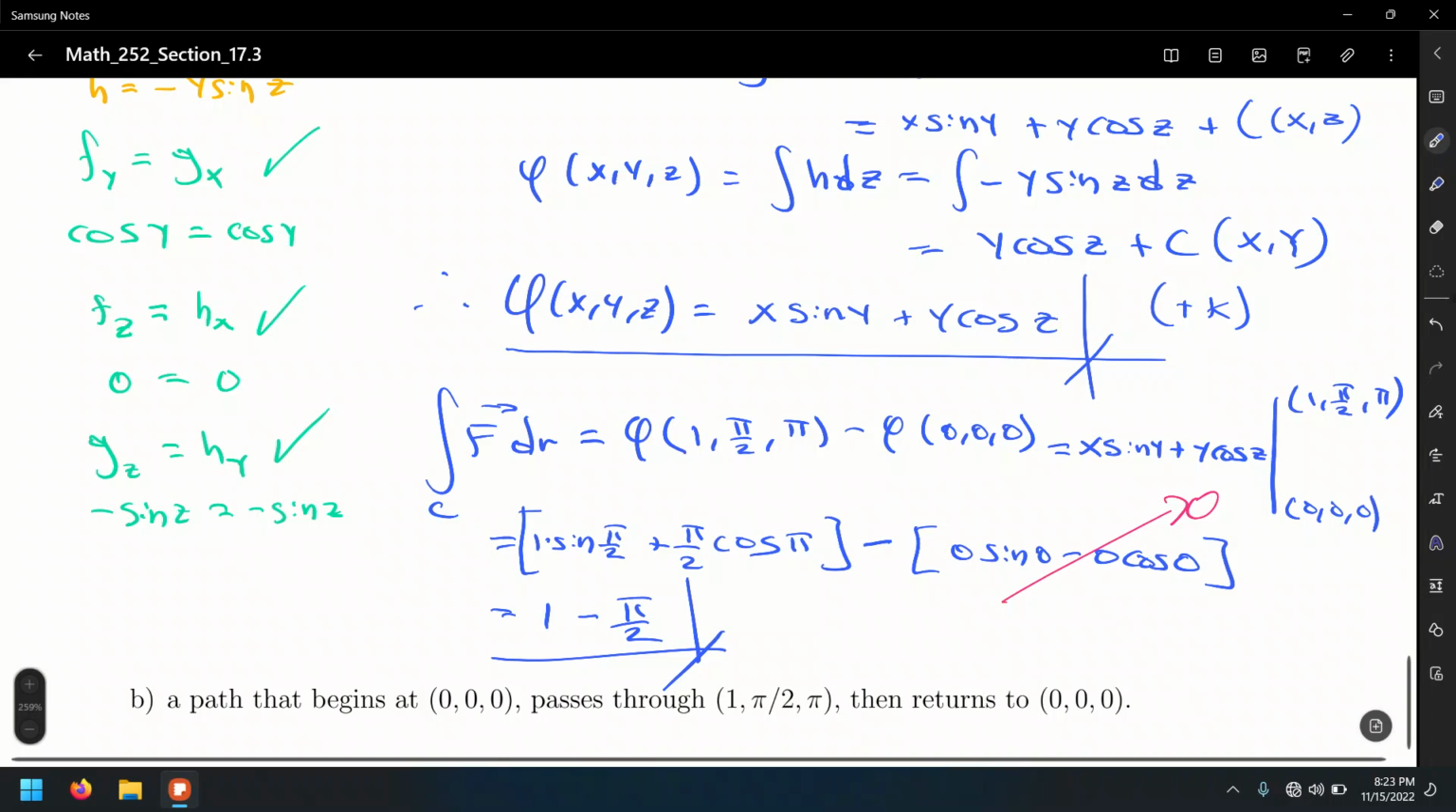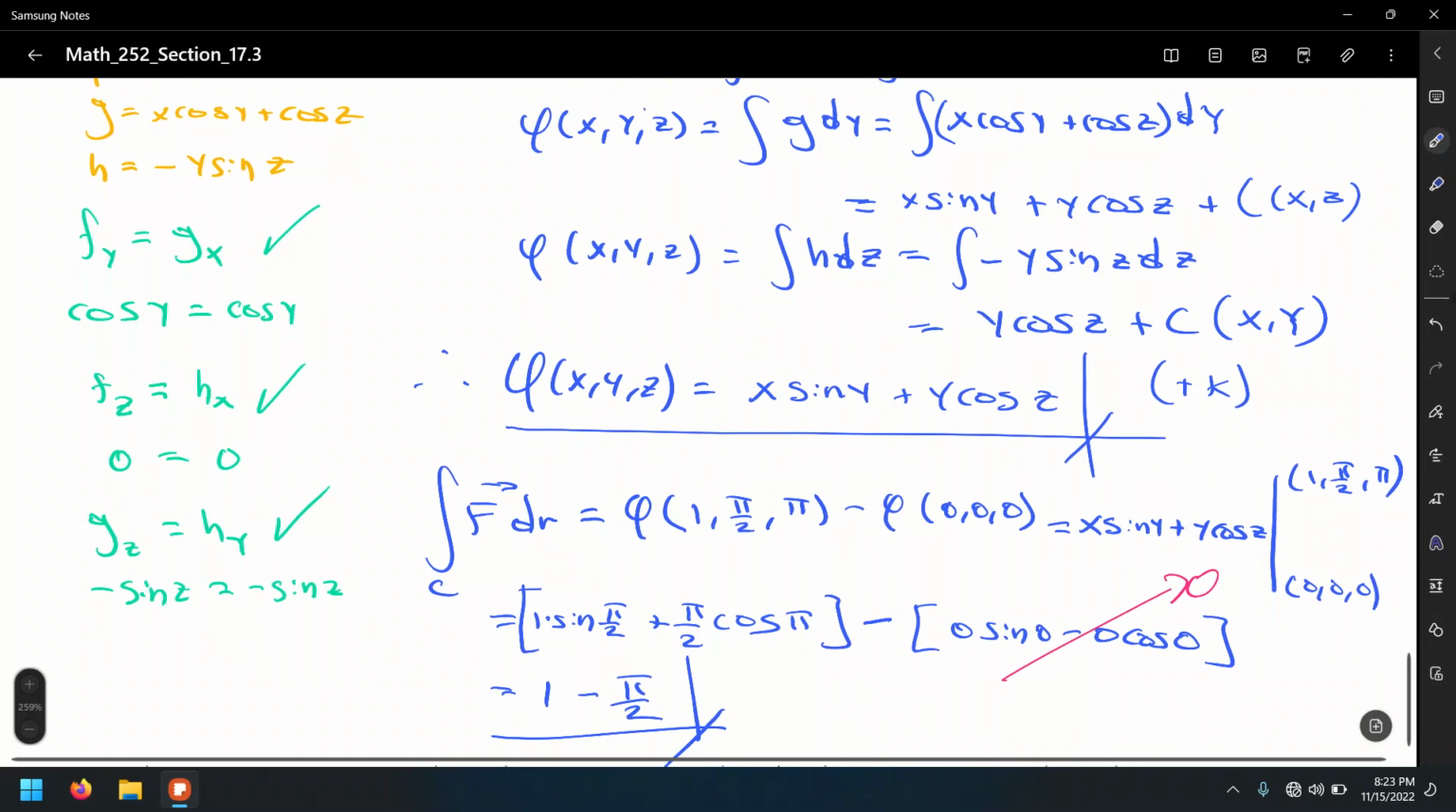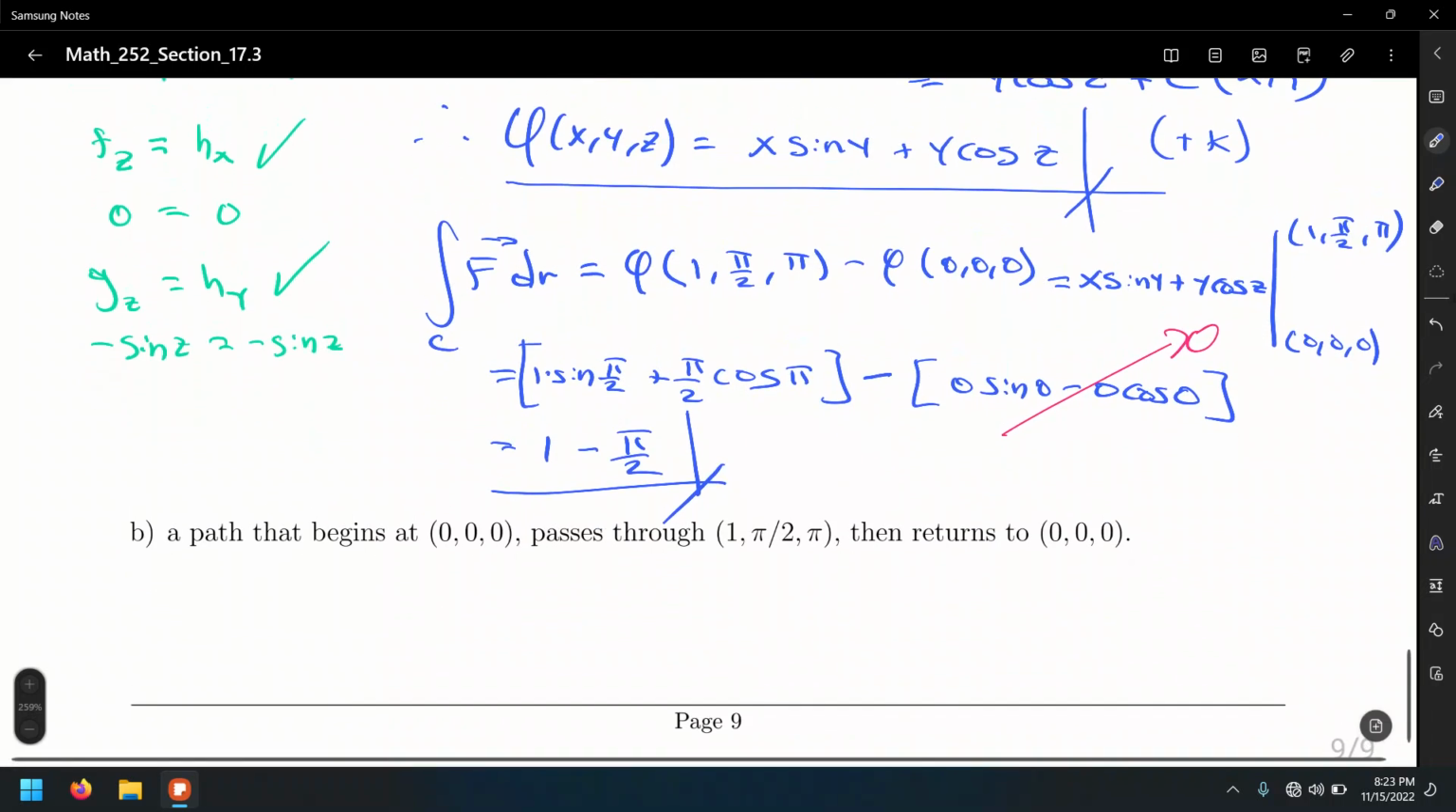So that's the amount of work the vector field would do in moving a particle from the point 0, 0, 0 to the point 1, pi over 2, pi, regardless of the path, because our vector field is conservative. That implies independence of the path. And one last question for this section. A path begins at 0, 0, 0, passes through 1, pi over 2, pi, and then returns to the origin 0, 0, 0. What's the value of the integral there? 0, right? So that's the circular integral over c of f dr. That's simply 0 by the third statement, the third implication in this case.